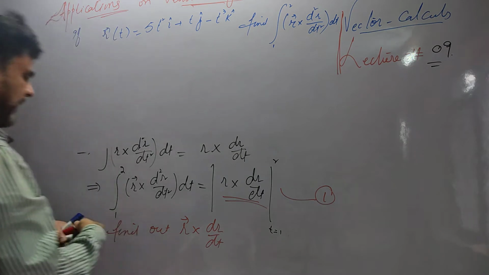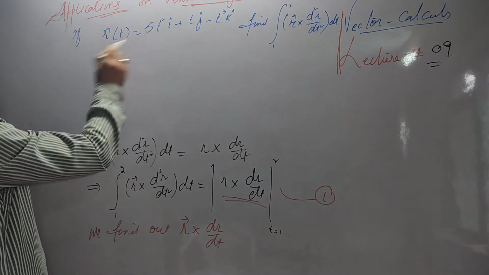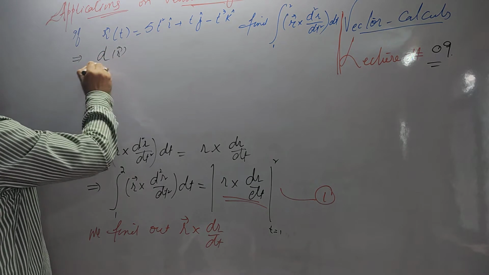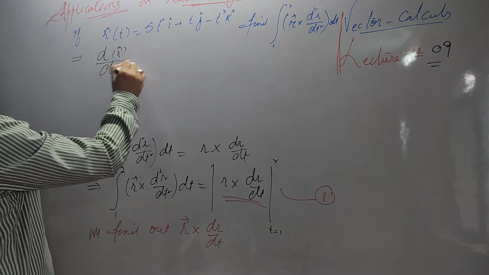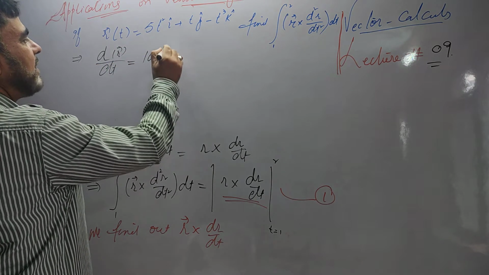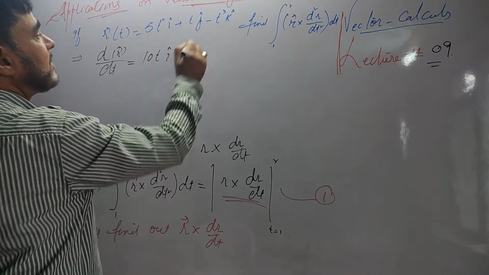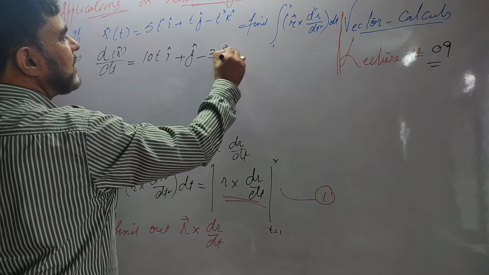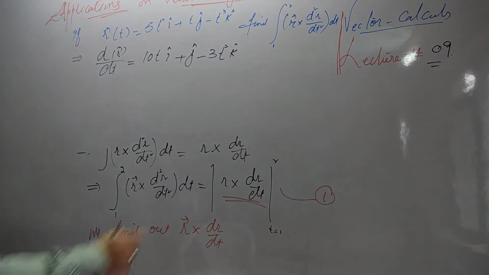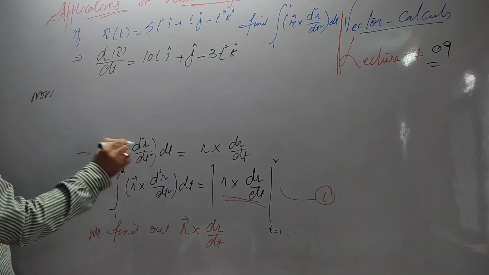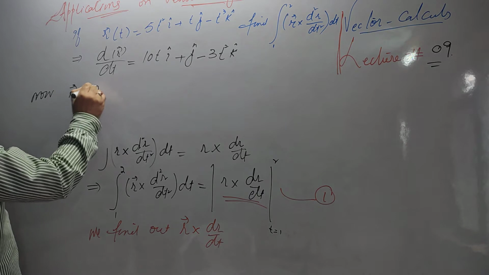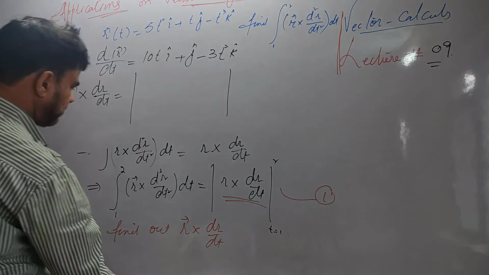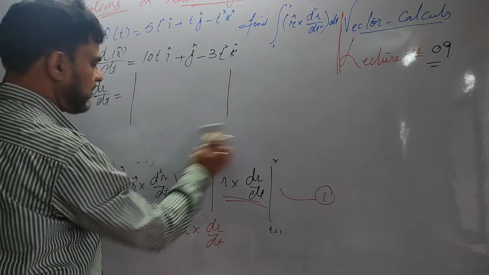I will differentiate this with respect to t. The derivative of r with respect to t is equal to 10t i, where i is a unit vector, plus j, minus 3t square k. This we have found. Now what is r cross dr by dt? You find it by the determinant rule as usual.